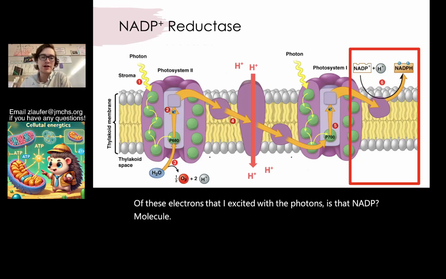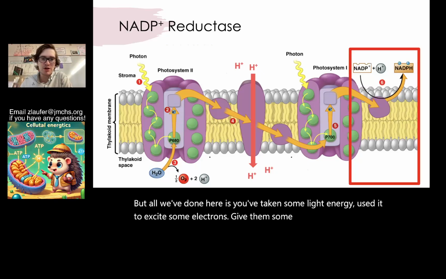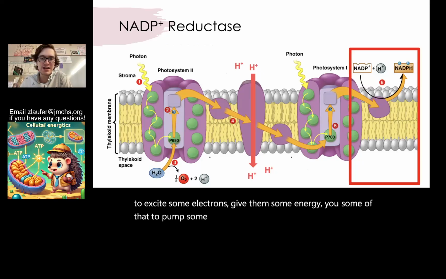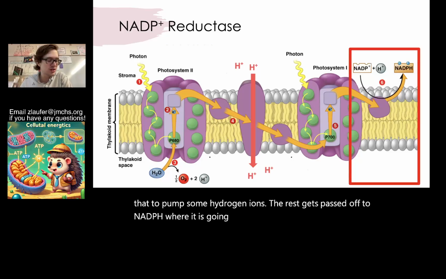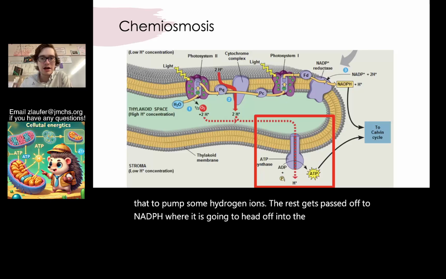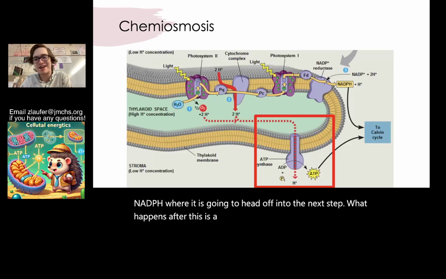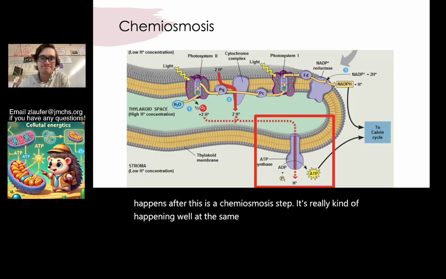But all we've done here is we've taken some light energy, used it to excite some electrons, give them some energy, and use some of that to pump some hydrogen ions. The rest gets passed off to NADPH, where it is going to head off into the next step. What happens after this is a chemiosmosis step. It's really kind of happening at the same time as the step we just went over with NADP plus reductase.